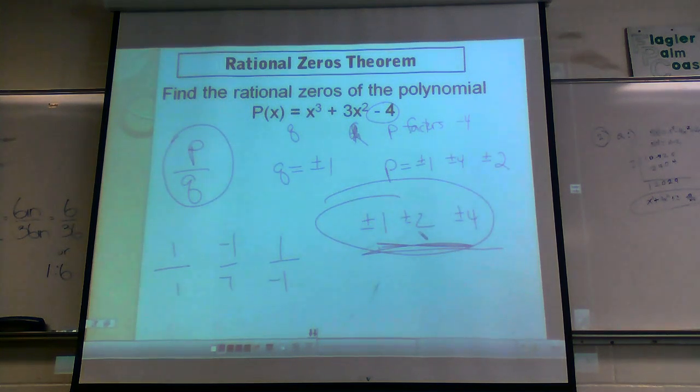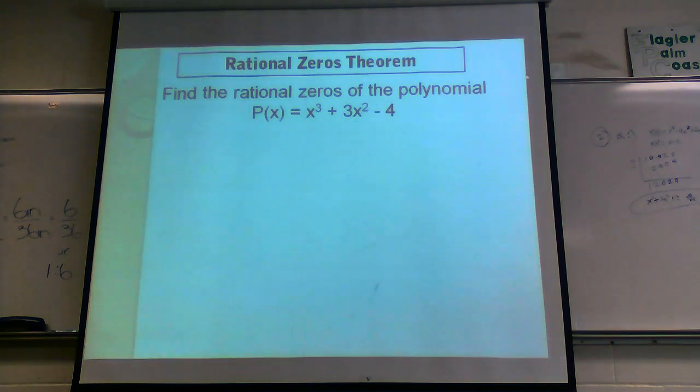Where did you get Q from? This number in front. And for any number you get, you always make it plus or minus? Because it's backwards. The positive 1 and negative 1 can divide into it. It's always going to be plus or minus.